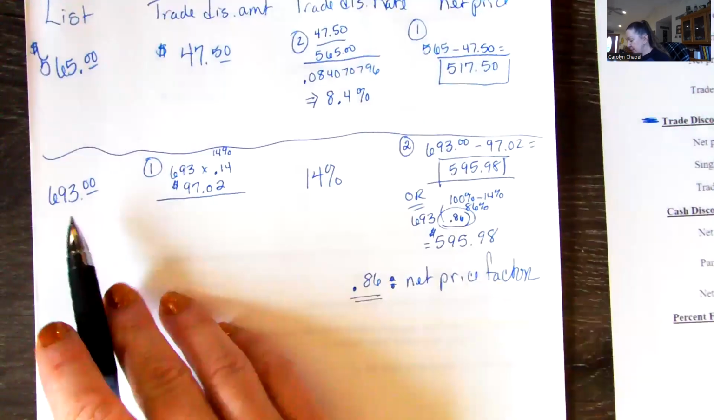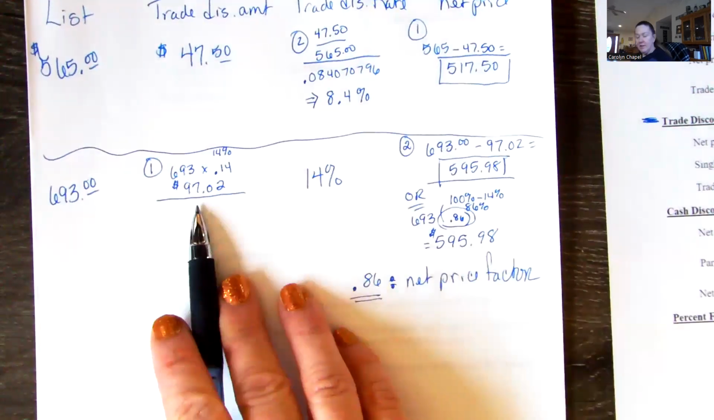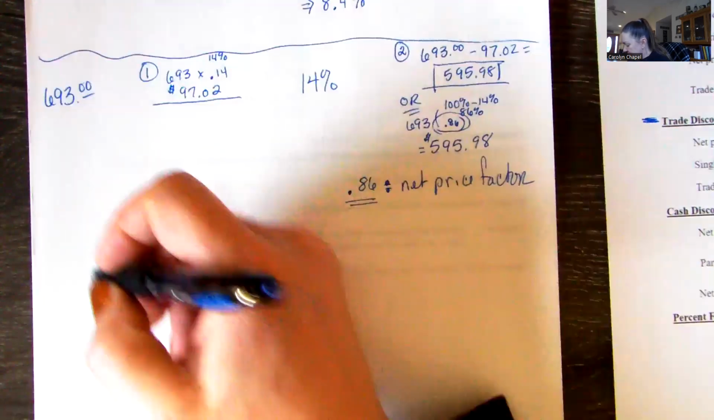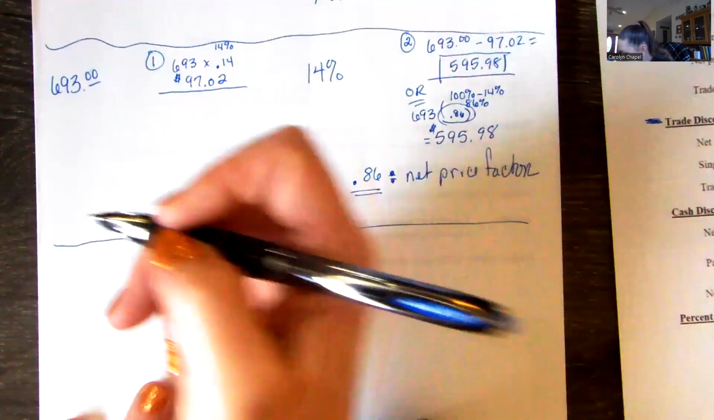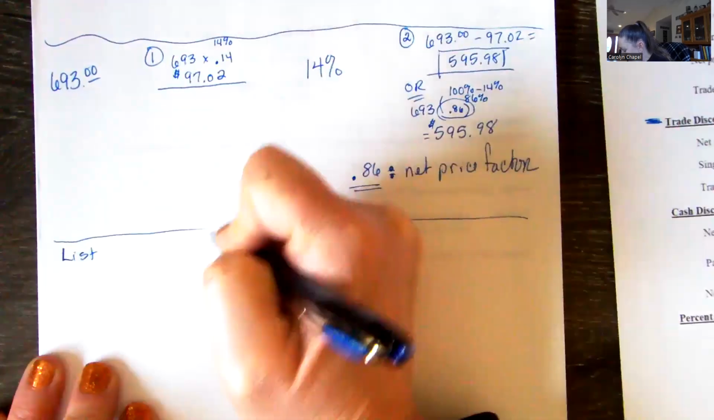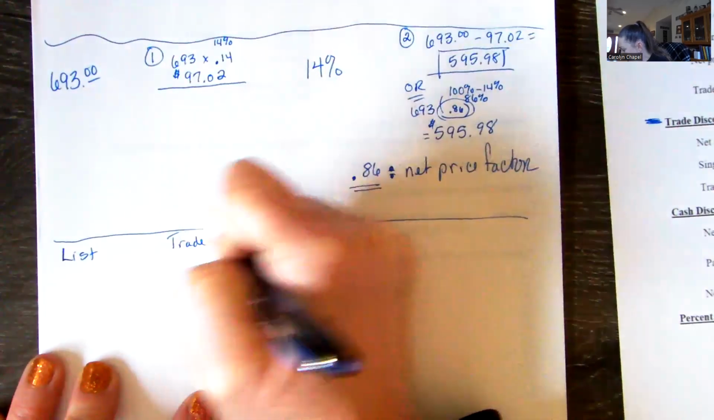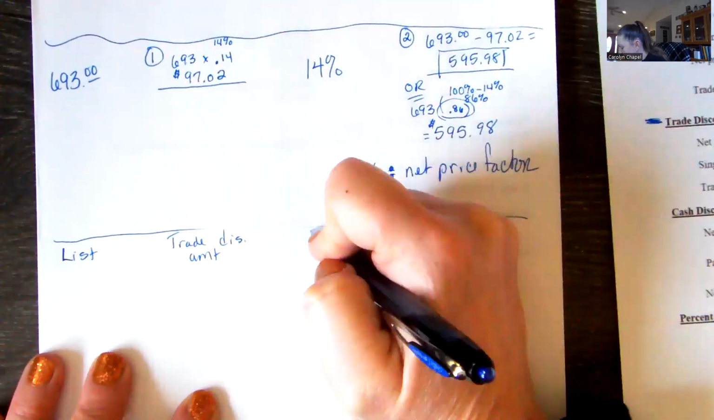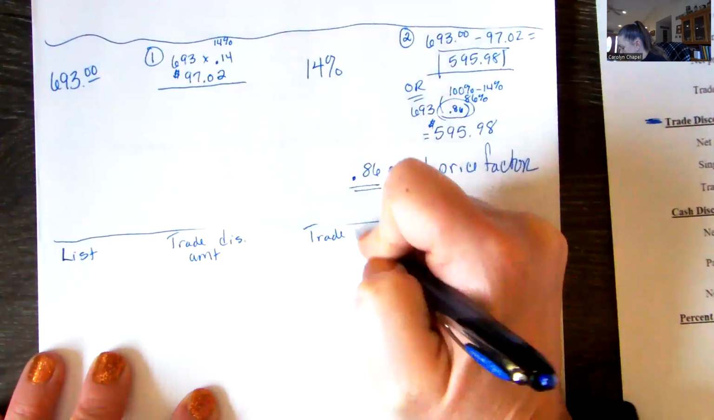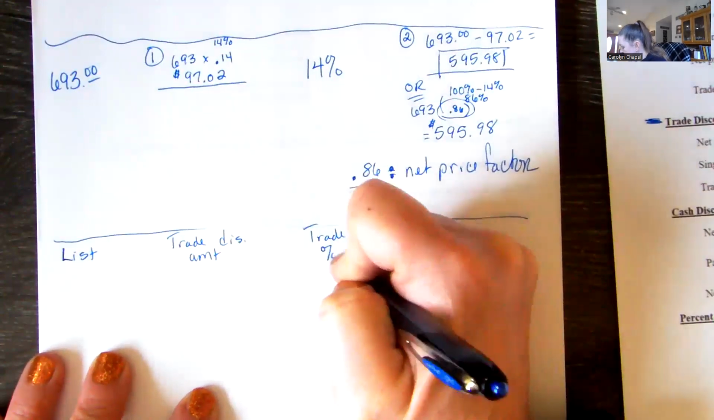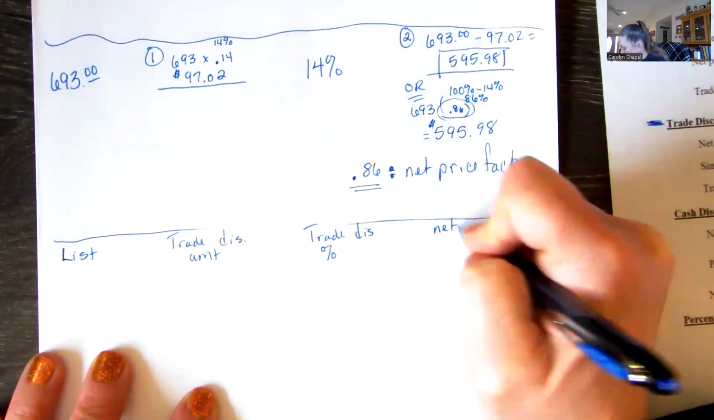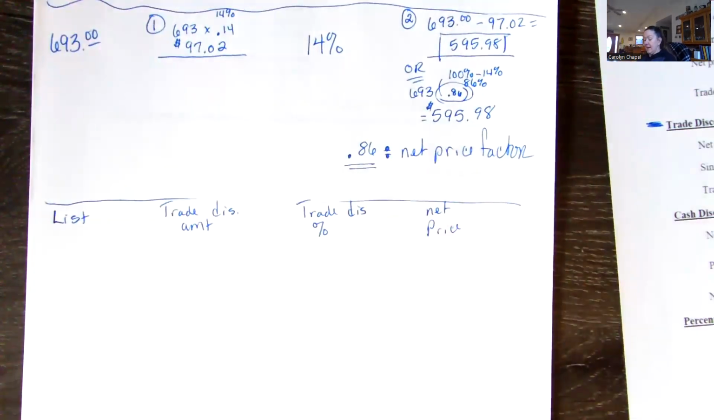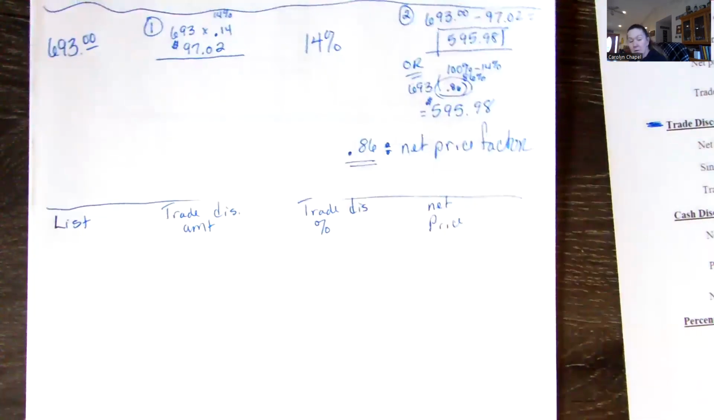Okay, so I've always given you the list price and then one of these two. Let's see if we'll do the net price. We'll try here. I'll write my labels again here. List, trade discount amount. I'm abbreviating a little bit. Trade discount percent, and our net price. And I can actually give you just about anything and can work with them.